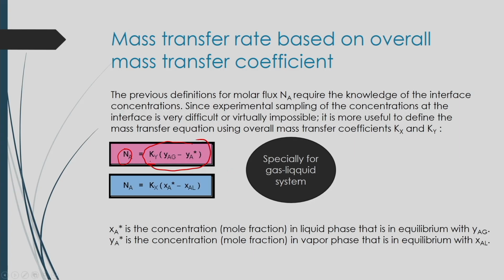Here it will be capital K. Y is for the gaseous phase, and Yag is the mole fraction in the gaseous phase in the bulk region, whereas Ya star is the mole fraction in the gaseous phase at the interface, that is, the equilibrium condition. Similarly for the liquid you can express it by this equation as shown in the slides. Here Xa star is the concentration in the liquid phase that is in equilibrium with the gaseous phase, and Ya star is the concentration in the vapor or gaseous phase that is in equilibrium with the liquid phase.